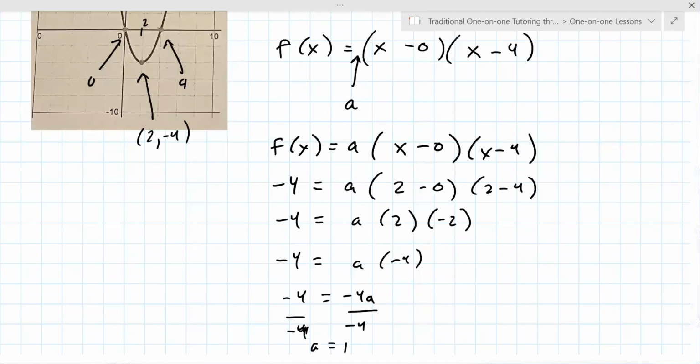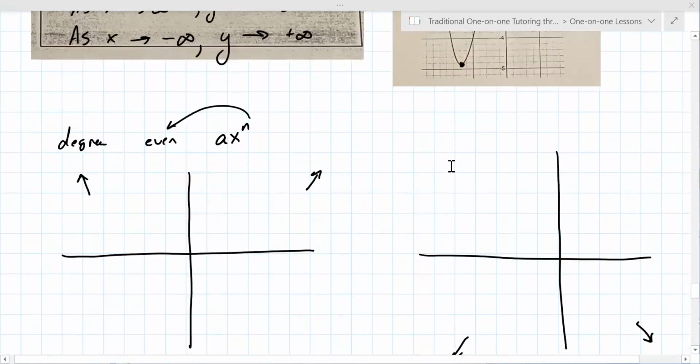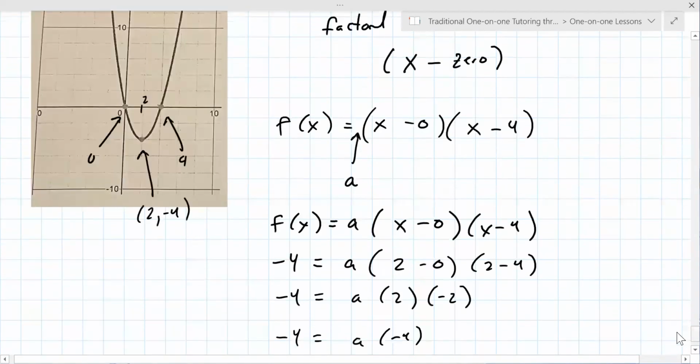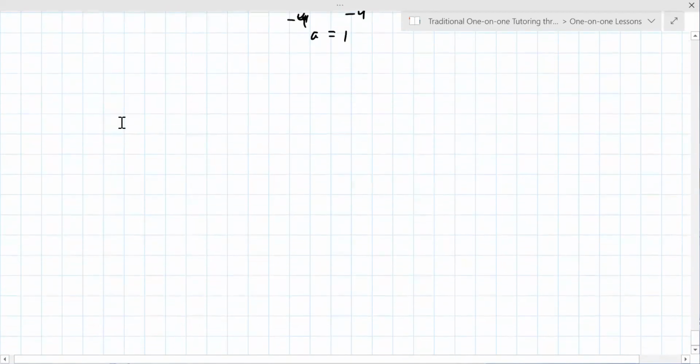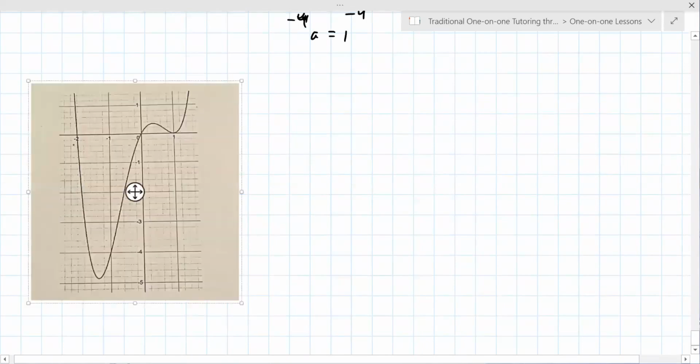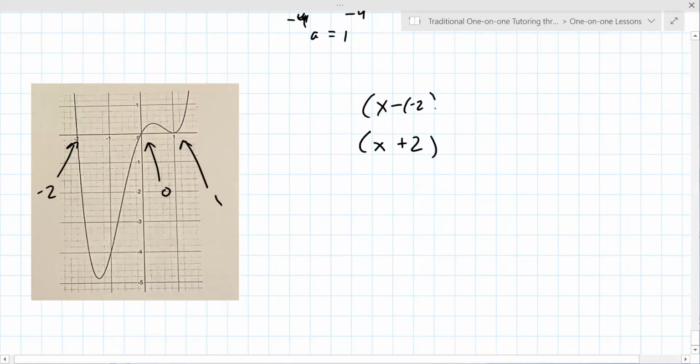Okay. The next one is slightly more complicated, so we'll look at that together as well. So let me go grab it. You always try to write it as x minus whatever the zeros are. So there's a 0 at minus 2, there's a 0 at 0, and a 0 at 1. So it's x minus a minus 2, which is plus 2. Okay, x minus 0, x minus 1. And then there's always this a in front.